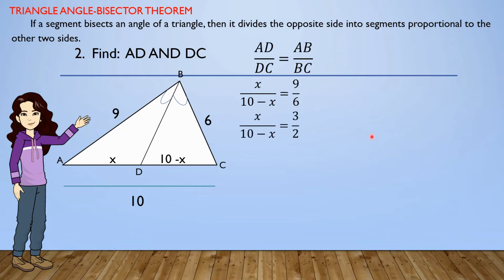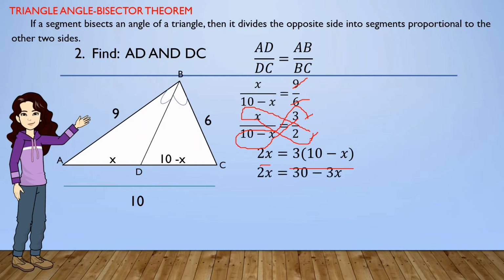Then we're going to simplify first. The fraction 9 over 6 can be divided by 3. 9 divided by 3 is 3, then 6 divided by 3 is 2, to get this smaller fraction. After that, cross multiply. X times 2 is 2X. Then 3 times the quantity 10 minus X.